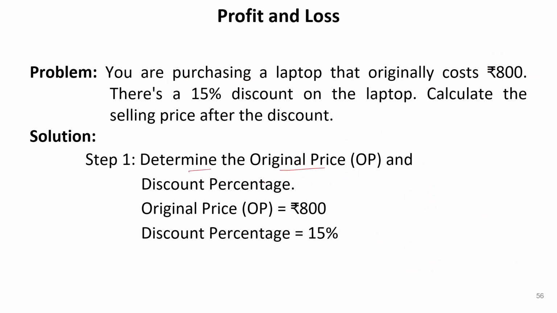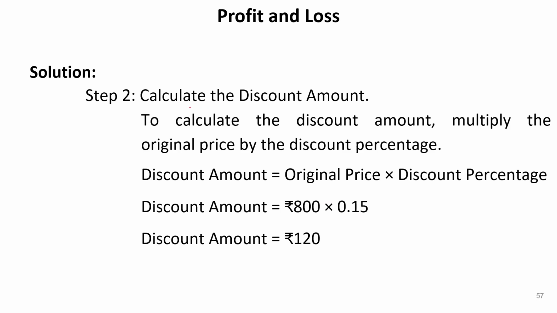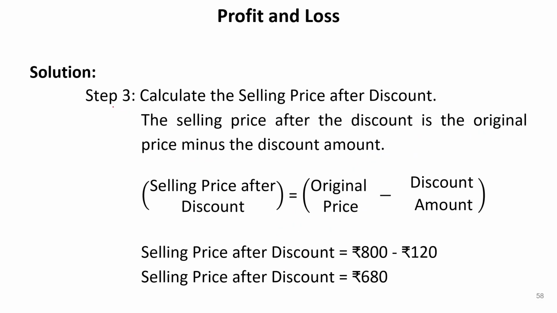So determining the original price and discount percentage. Original price is equal to 800 and discount percentage is equal to 15%, right? So calculate the discount amount. To calculate the discount amount, multiply the original price by the discount percentage. So discount amount is equal to original price into discount percentage. So 800 into 0.15. Discount amount will be 120 rupees.